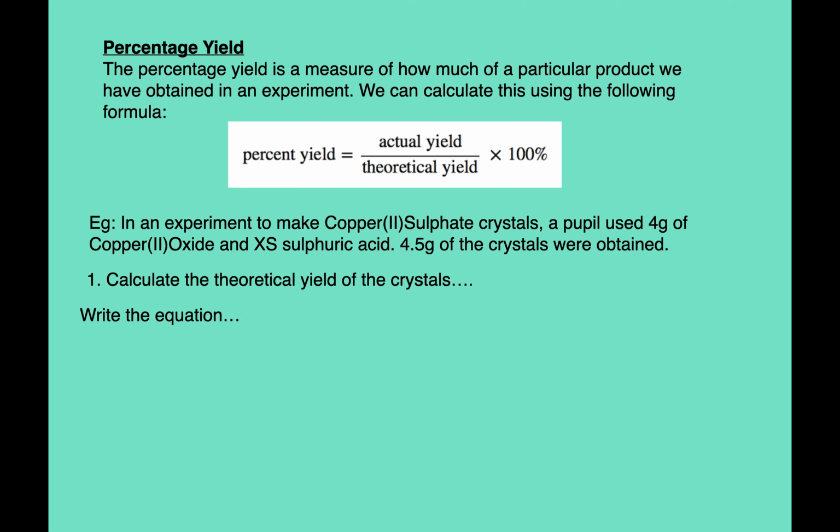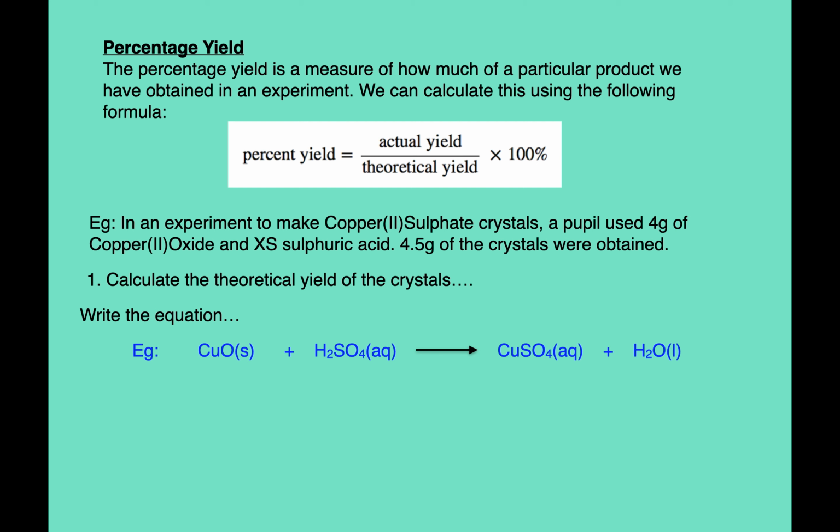So I've got to use my formulae and my equations. First, we write the equation. Have a go writing the equation. Stop me if you need to. It's copper oxide, copper 2 oxide plus sulfuric acid. Okay, and it looks like that. And then we use reactant masses to work out how much we should have got.